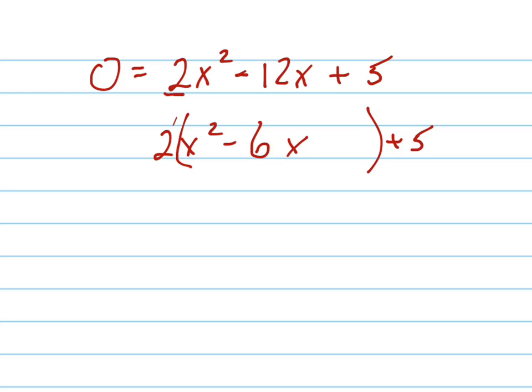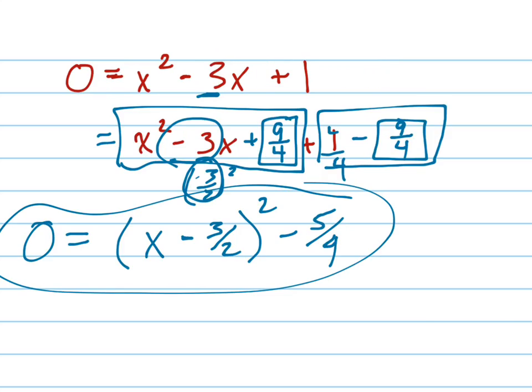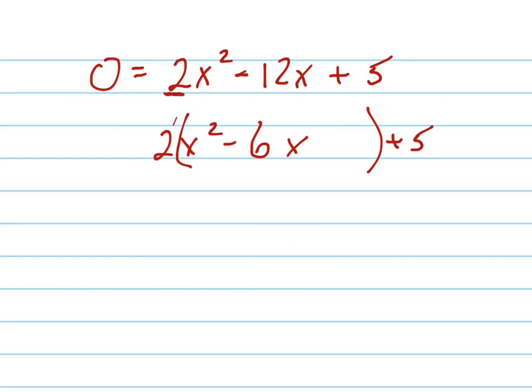So the reason this is a different problem is because in these other examples we looked at, the leading coefficient was 1. On this particular problem, the leading coefficient isn't 1, so I have to factor it out first. And of course I have to factor it out of both of those x terms. So you'll see that that's what I've done.